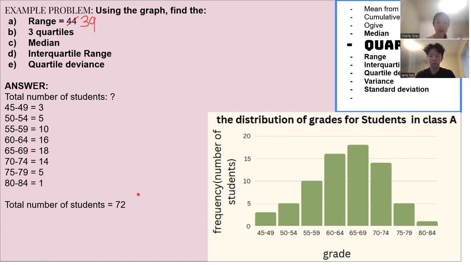Wonderful. Now that you have the total number of students, can you guys try to guess how we will use the number of students to calculate the 3 quartile ranges, 25%, 50%, and 75%? Pause the video now if you have a better idea.